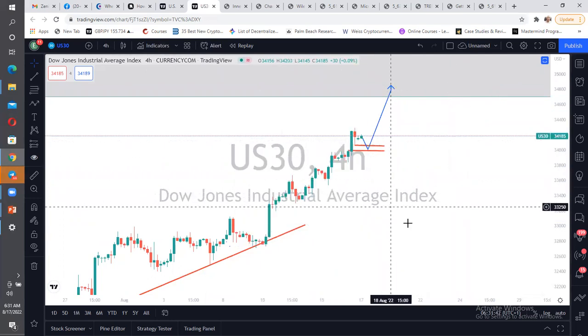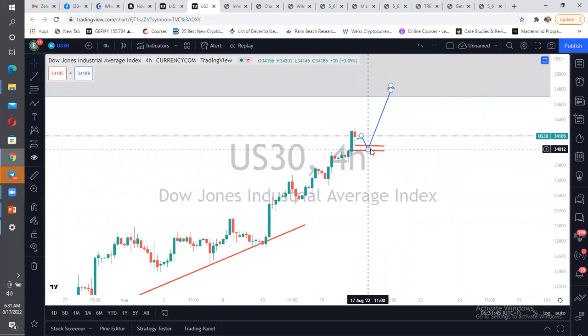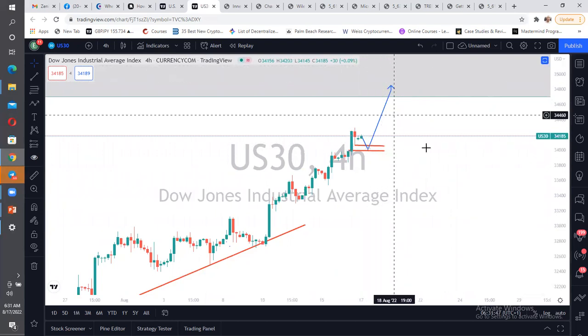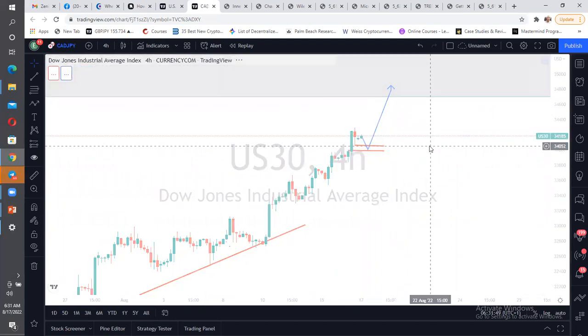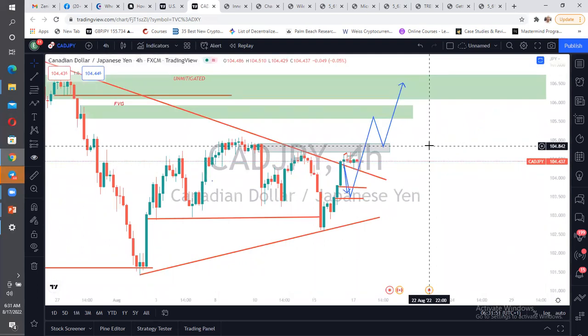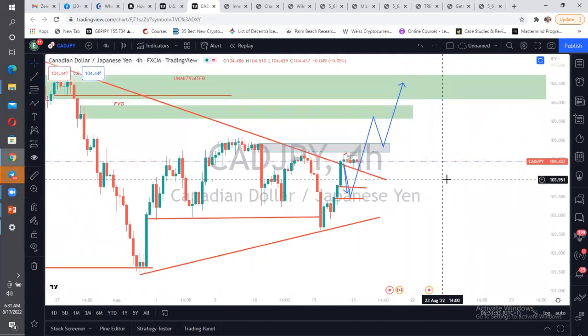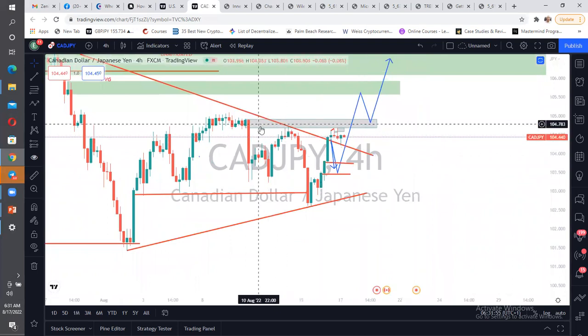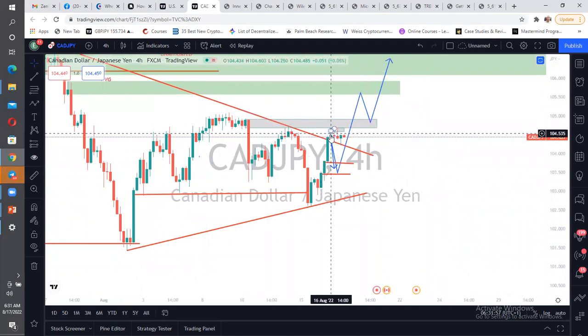So for those who have not in this trade, expect it to come down here, then take a buy from here to the upside. CAD JPY gave us, I think we took this trade yesterday. After it gave us something here, we took a trade here. But then it came down and also went up again.